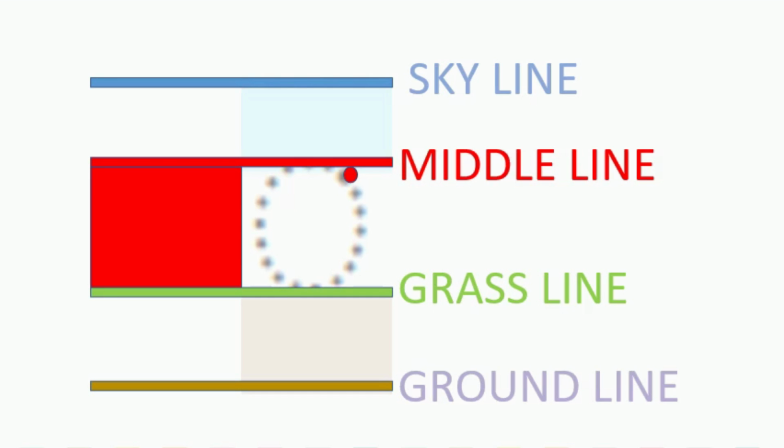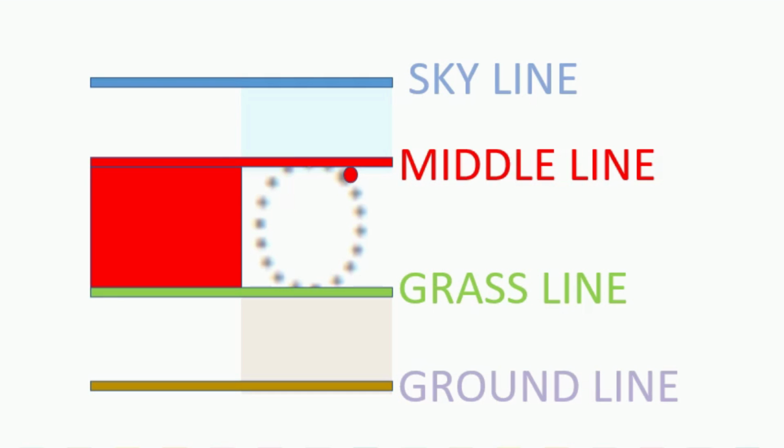The topmost line, or the blue line which I am showing here, is the sky line. I have named the topmost line as the sky line. If you look up, that is how you see the sky, so the topmost line is called the sky line.